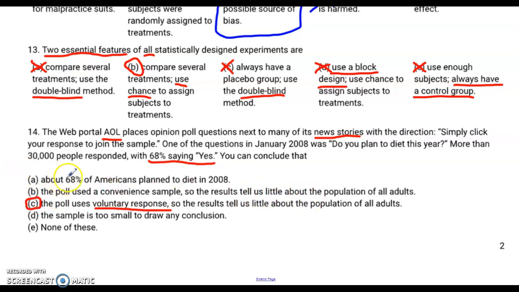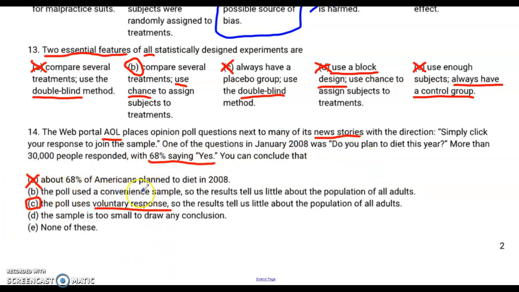That's what we're looking for. About 68% of Americans plan to diet in 2008. Well, we have no idea. First of all, we're only looking at people who use AOL, which in 2008 certainly wasn't everybody. And second of all, this is a response sample, so that sample is not necessarily representative of the population.